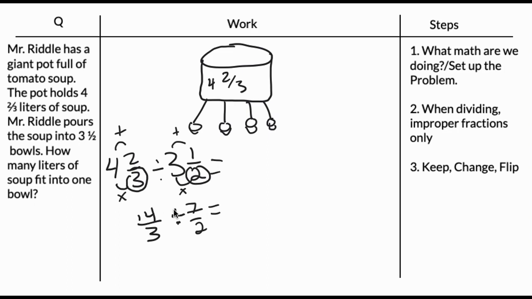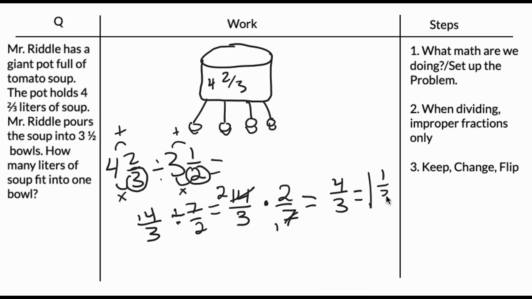Once we have two improper fractions that we're dividing, we keep the same fraction for the first one. Then we change the division into multiplication and flip our last fraction. Now we basically have a multiplication problem. We can cross cancel here so that we can simplify it. And then we multiply across to get 4/3, which we can then change into a mixed number of 1 1/3. So that tells us that there are 1 1/3 liters of soup that fit into one bowl.